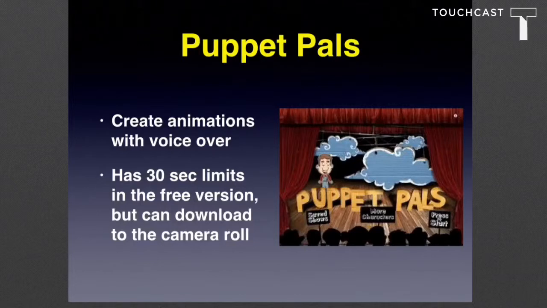The next one is Puppet Pals. Sometimes you've got to have some way for kids to create that does not put them in the video. You've got reluctant talkers that don't want to actually be in the video. And to create animations with voiceovers. Puppet Pals does have 30-second limits in the free version, but you can download those 30 seconds to the camera roll, and so you could stretch it together with iMovie.